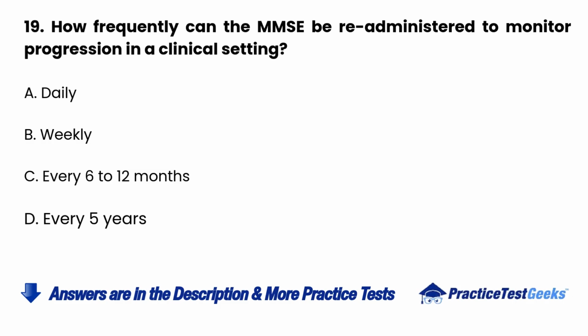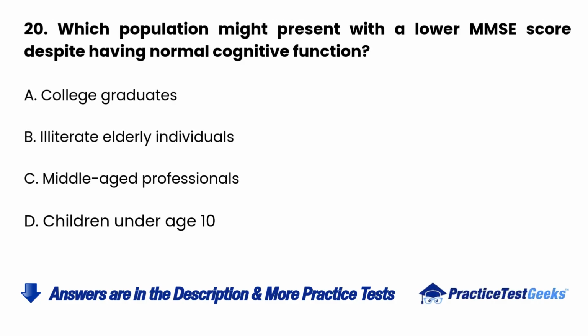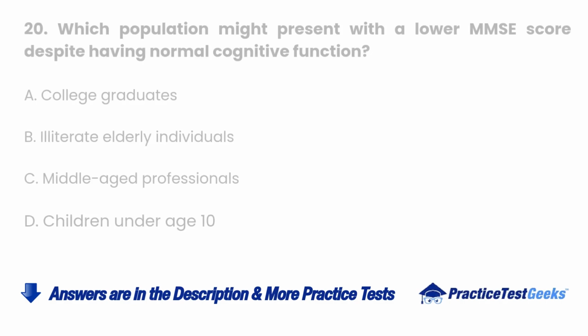19. How frequently can the MMSE be re-administered to monitor progression in a clinical setting? A. Daily. B. Weekly. C. Every 6 to 12 months. D. Every 5 years. 20. Which population might present with a lower MMSE score despite having normal cognitive function? A. College graduates. B. Illiterate elderly individuals. C. Middle-aged professionals. D. Children under age 10.